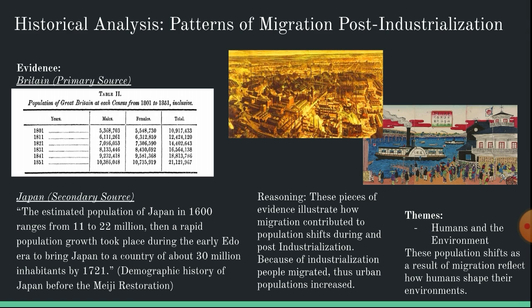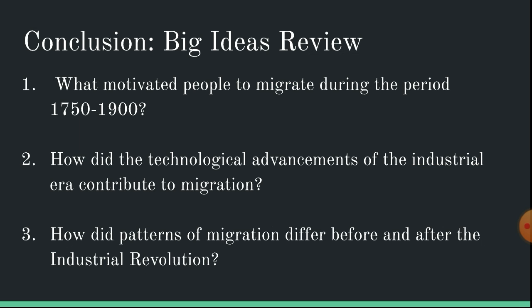These pieces of evidence show how industrialization fostered migration, which contributed to demographic and population changes in industrialized countries such as Britain and Japan. To conclude this video, now that we have discussed some ways in which industrialization affected patterns of migration, you will review the big ideas to see if you will come up with new answers.